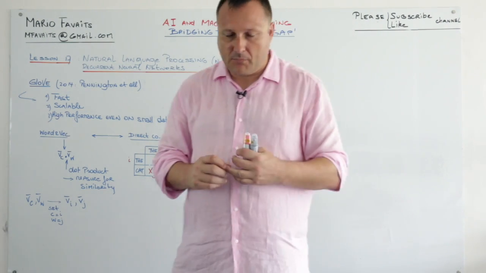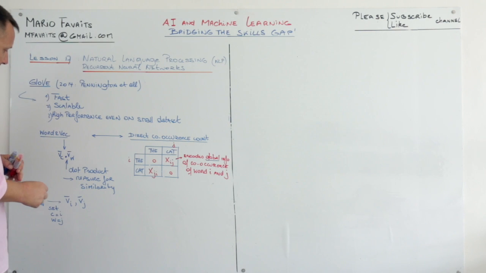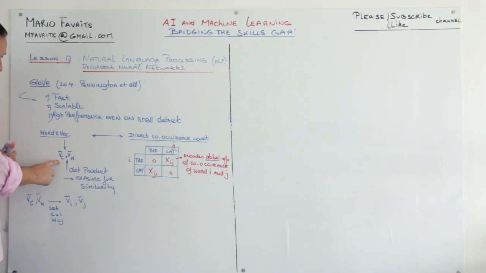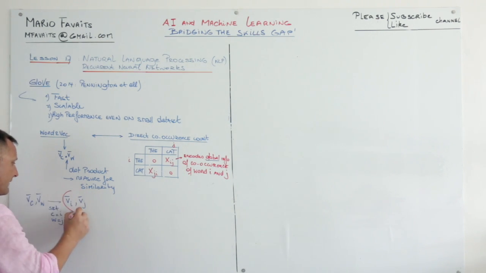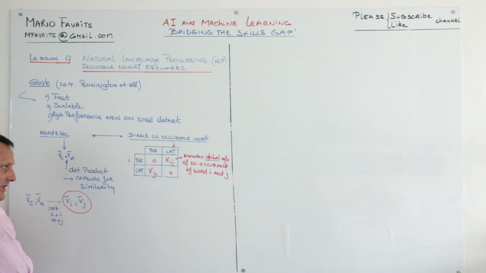Well, remember in Word2Vec, we were trying to find VC and VW. Context embedding, here is the center word embedding. And the formula had the dot product, and this was done in order to find similarity between these two vectors. Now here let's just set C to I and W to J, so that our vectors are Vi and Vj.